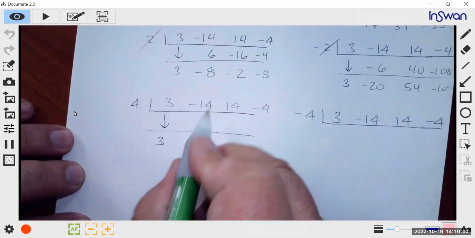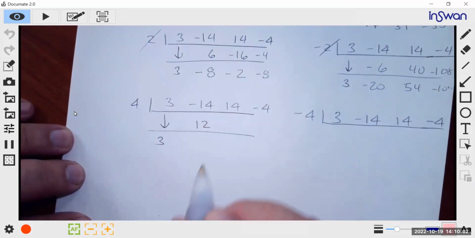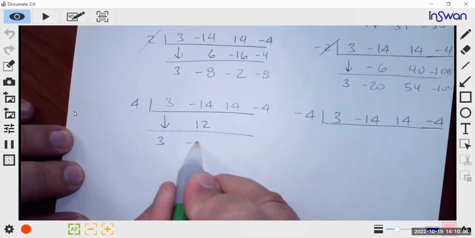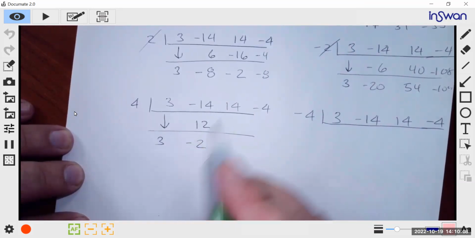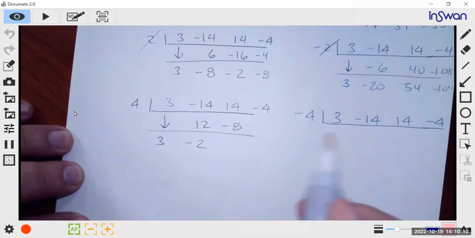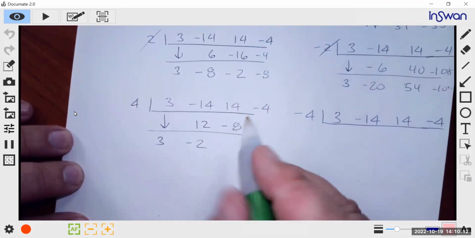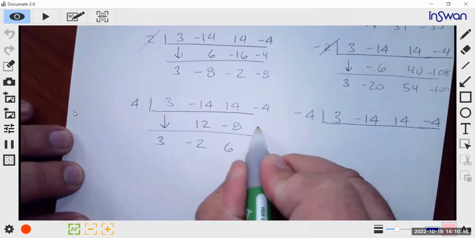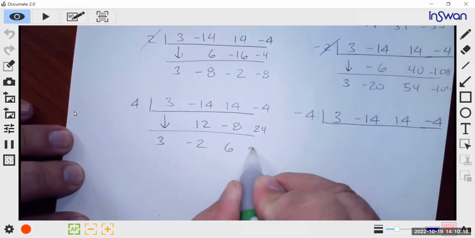4 times 3 is 12. Negative 14 plus 12 is negative 2. 4 times negative 2 is negative 8. 14 minus 8 is 6. 4 times 6 is 24.